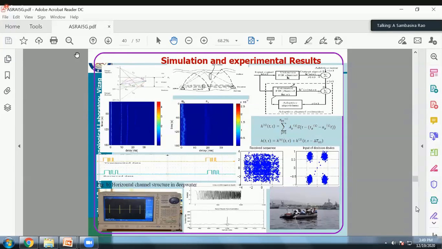Are you following? In my DDS, I programmed like this. After receiving, I decode it. After demodulation, I decoded these things. This is the practical waveforms.